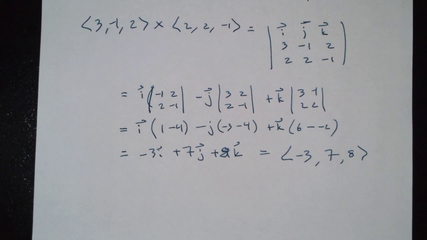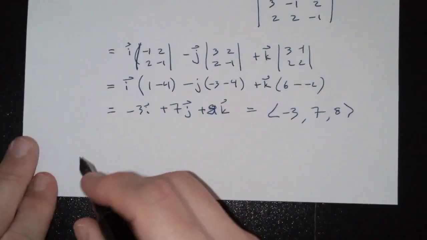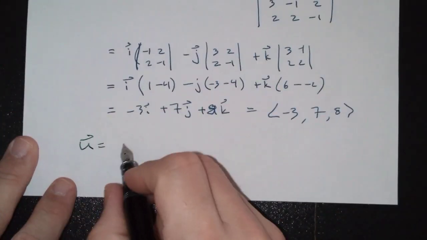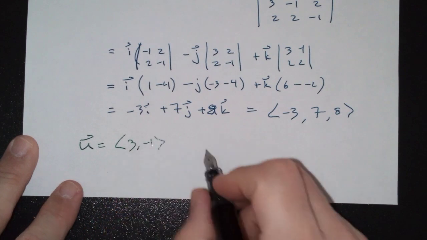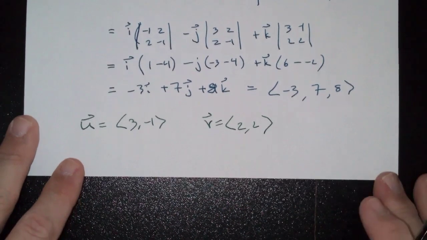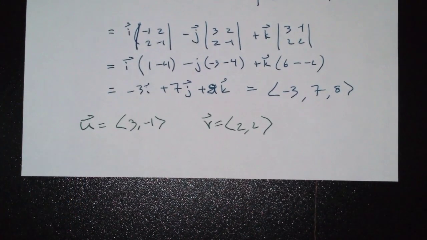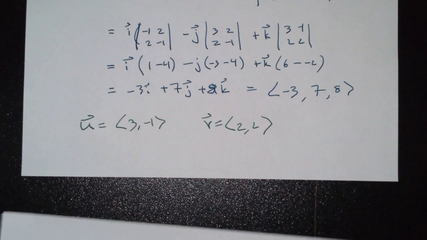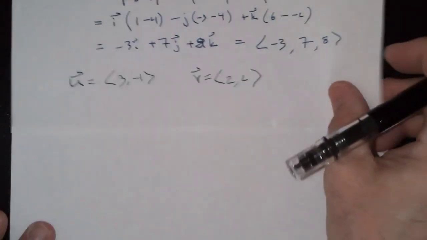I said this only works for vectors in 3 dimensions. I hope you see why it only works. I need all of the numbers to make that little determinant. But if I had vectors in 2 dimensions, I could kind of sneak these vectors from 2 dimensions to 3 dimensions.